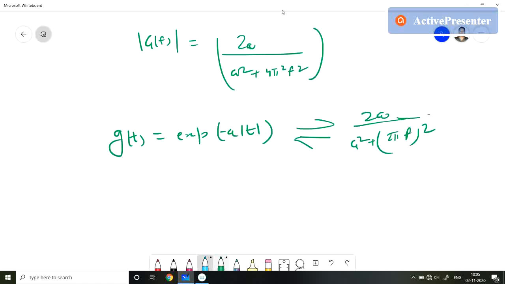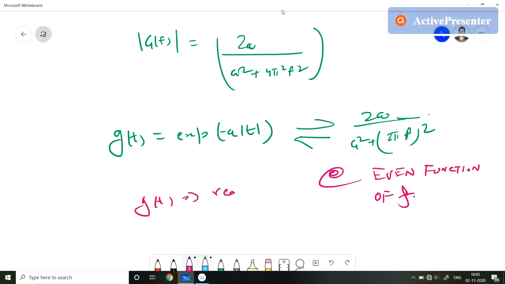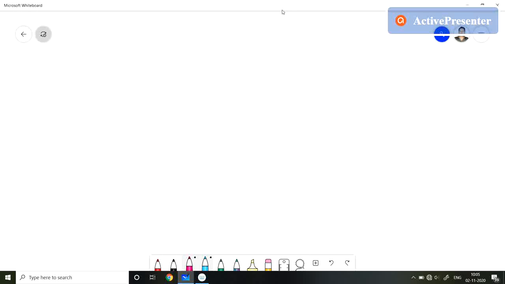We can say that this expression shows that G(f), the Fourier transform of g(t), is an even function of f, because g(t) is a real signal. Since g(t) is a real signal, the amplitude spectrum is a real, even function of frequency f. So we have proved the relation that we studied in the previous lecture.